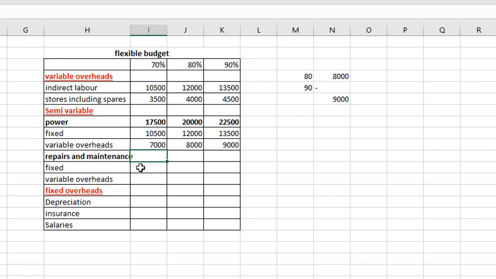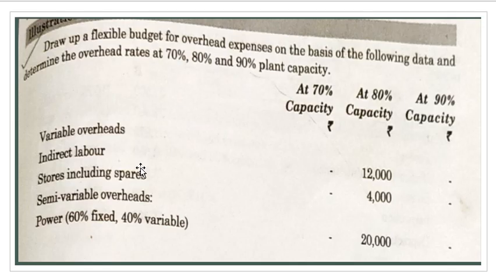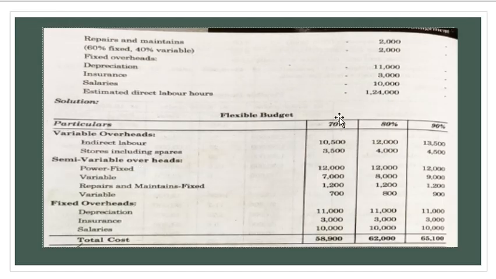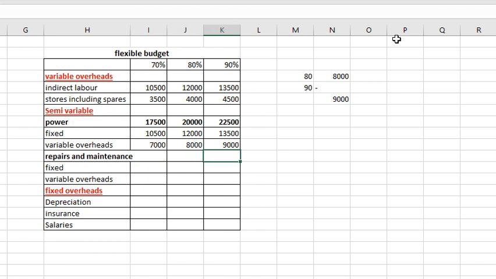Again we have fixed and variable overheads. So how much is your repairs and maintenance value? Repairs and maintenance is 2,000, out of which 60% is fixed and 40% is variable. So 60% is fixed and 40% is variable. So we need to find out how much it is. So how much is your repairs and maintenance?